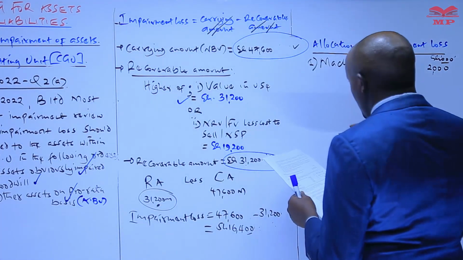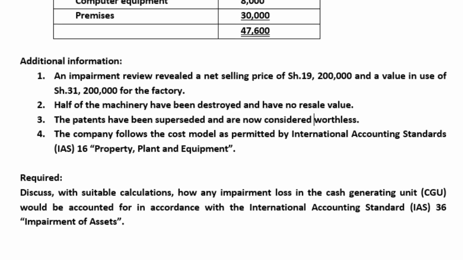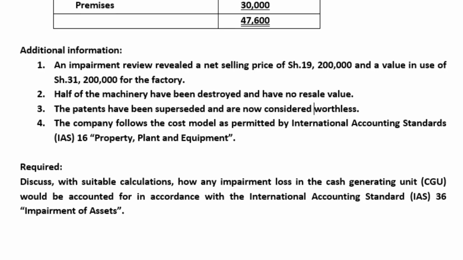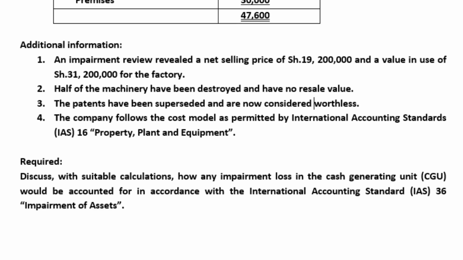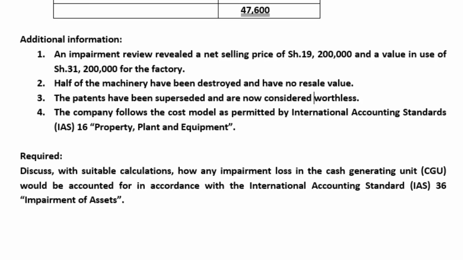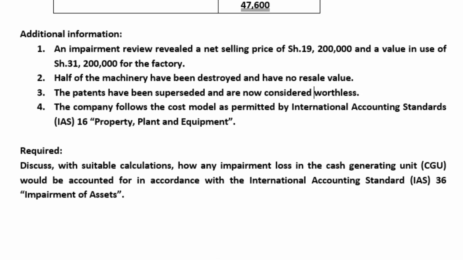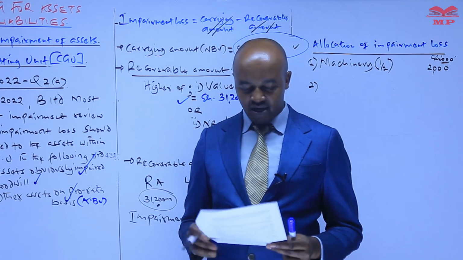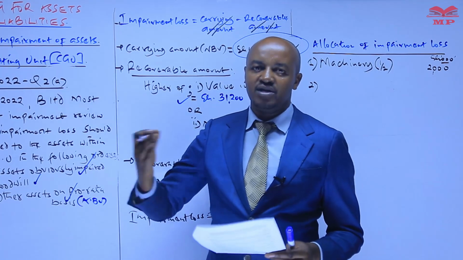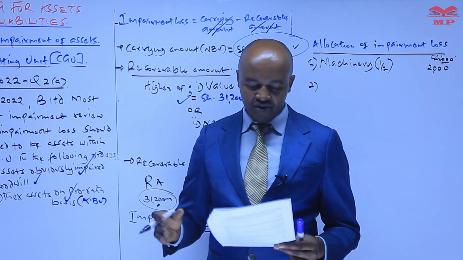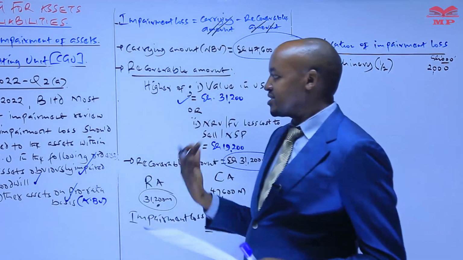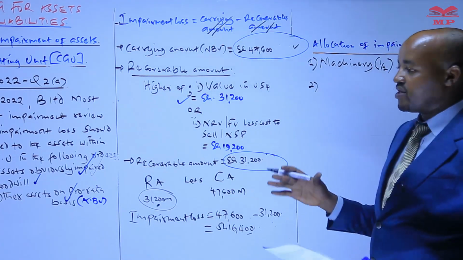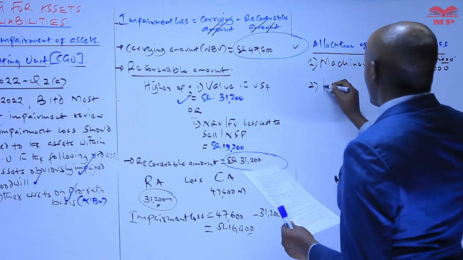Then there is also another piece of information we have in note number 3, that the patent, which is one of the assets within that CGU, has been superseded and is now considered valueless. When we talk about a patent, a patent is basically an innovation which is used in the factory in terms of producing various products. So if you are told it is superseded, it means that it has been replaced by a new patent, and therefore it is considered to be valueless, meaning that such an asset is also considered to be fully impaired. So if the company decides to sell this CGU, that patent will not fetch any amount of money.